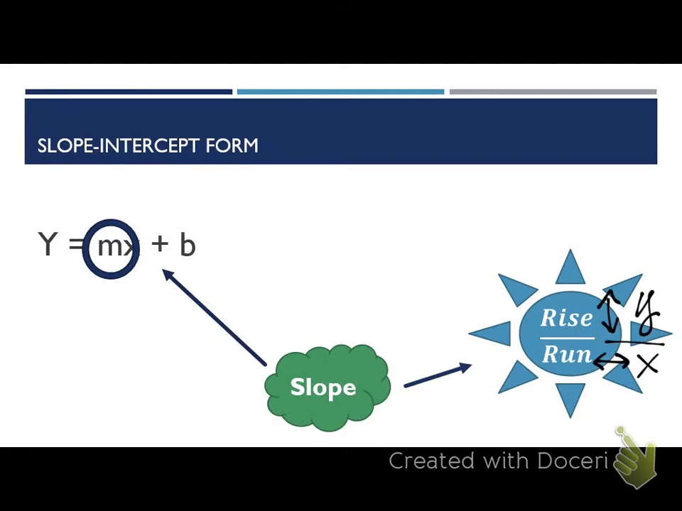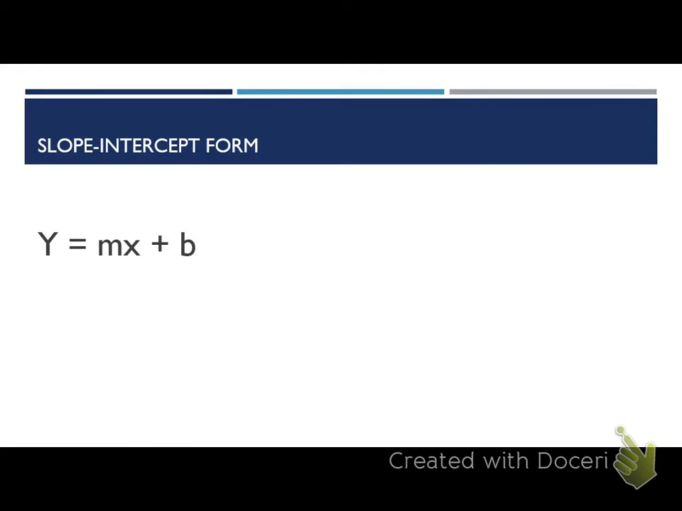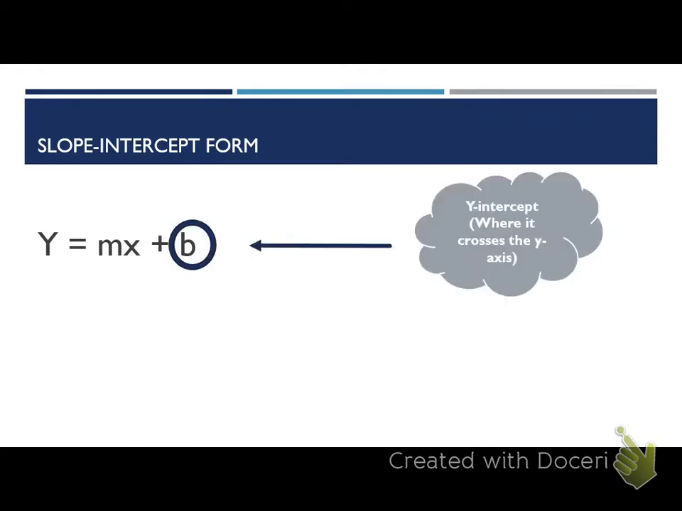So that is M. The letter B, y equals mx plus b, b is the intercept. It is the y-intercept. So make sure you're specific, the y-intercept. It is where the line crosses the y-axis. So b is the y-intercept. It is where the line crosses the y-axis.